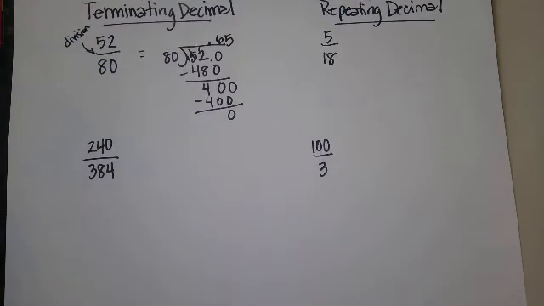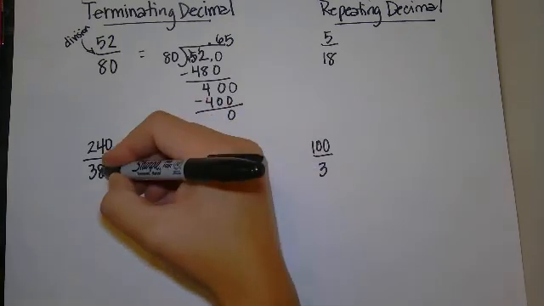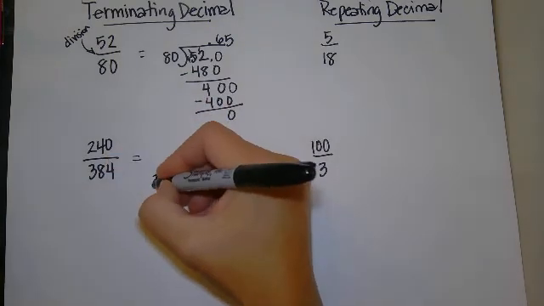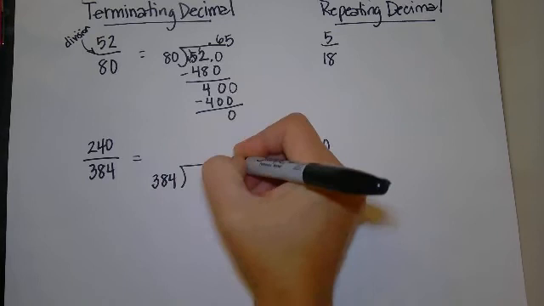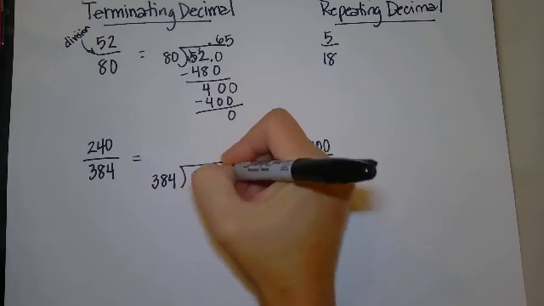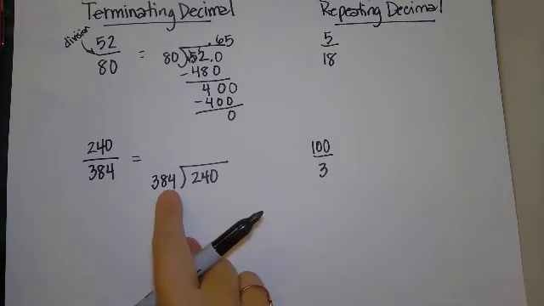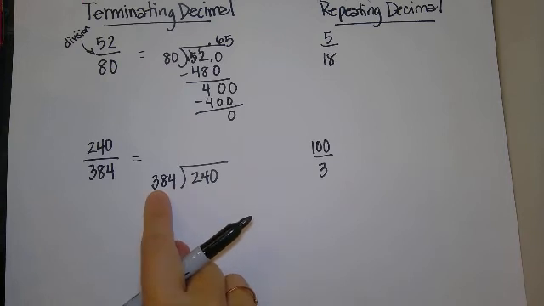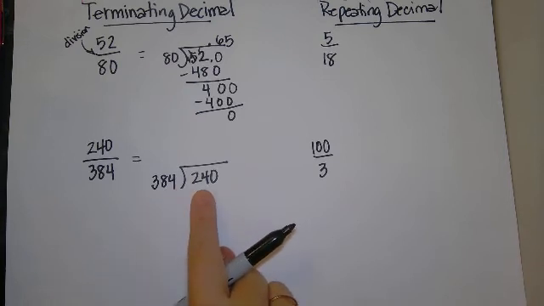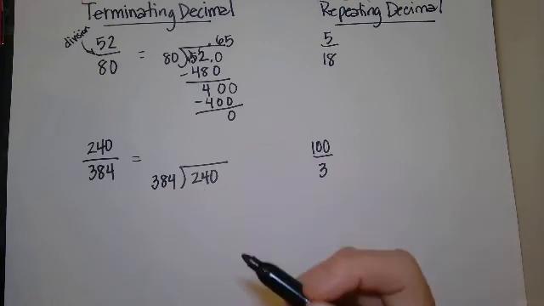Let's do the same down here. We're looking at 240/384ths. So again, the number on the bottom, the denominator, goes into the numerator. So this is our divisor and this is our dividend. This is what we're trying to figure out. We're trying to figure out how many groups of 384 are in 240.